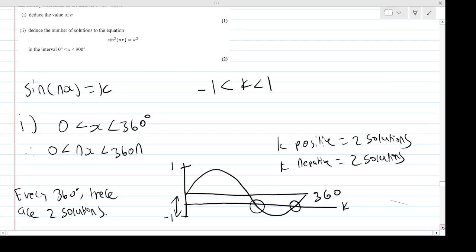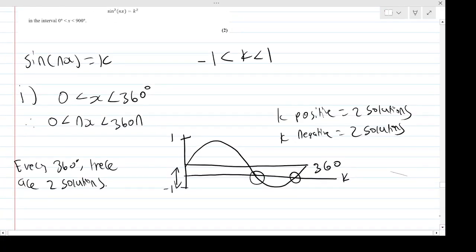Okay, so that's the first 360 degrees, and we've seen there are always two solutions, no matter what sine k is. But our solutions need to be between 0 and 360n, so we need 6 solutions. Therefore, if two solutions are in 360 degrees and we repeat every 360 degrees, to get 6 solutions, 2 times 3 would equal 6 solutions.